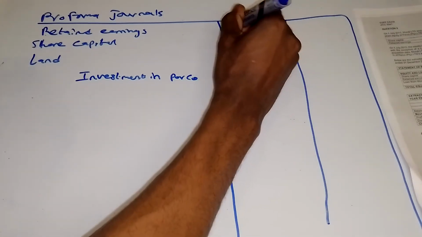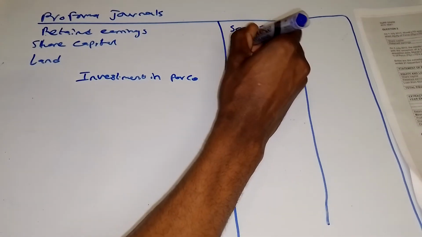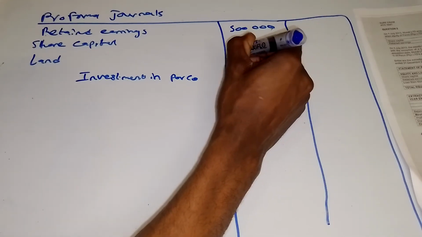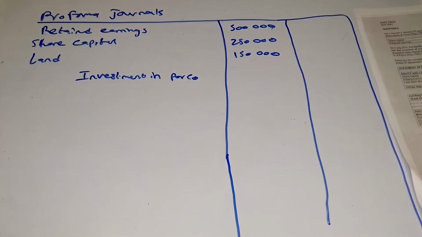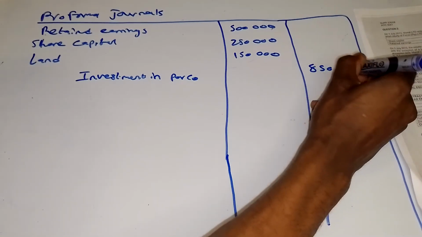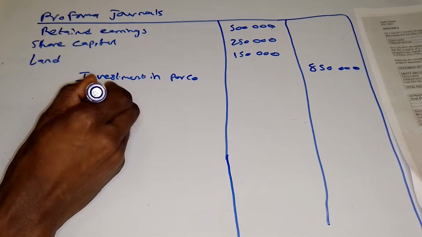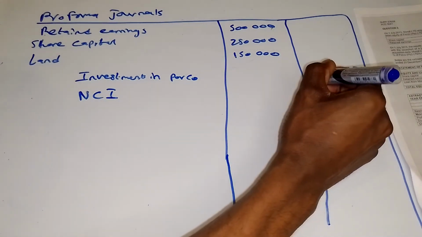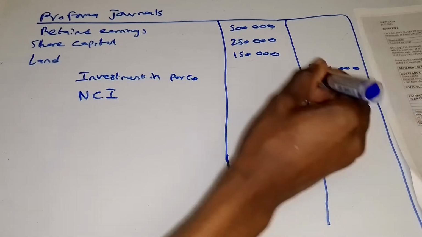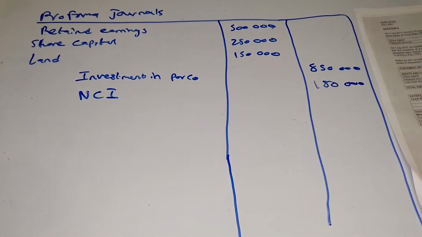Okay, it's 500,000. Then 250,000 here. Then our land is 150. Then our investment is the amount of 850,000. Then we also have our NCI, which is 108. So in our case that we are doing now, we ignore the fact of deferred tax. However, I'm going to do another video which is also going to involve a deferred tax. Okay, this is the first journal that you have to deal with.